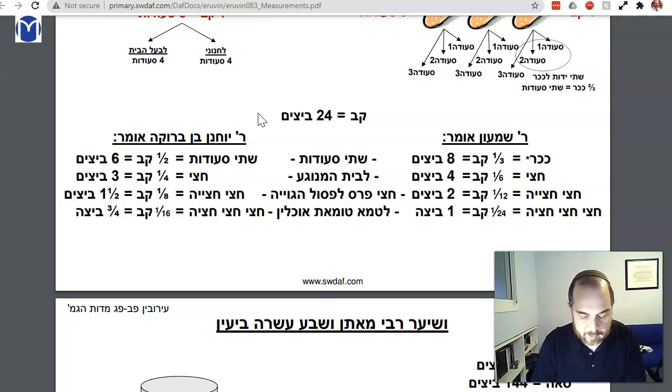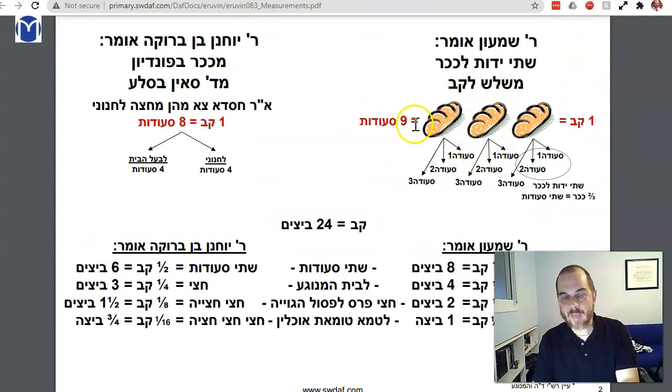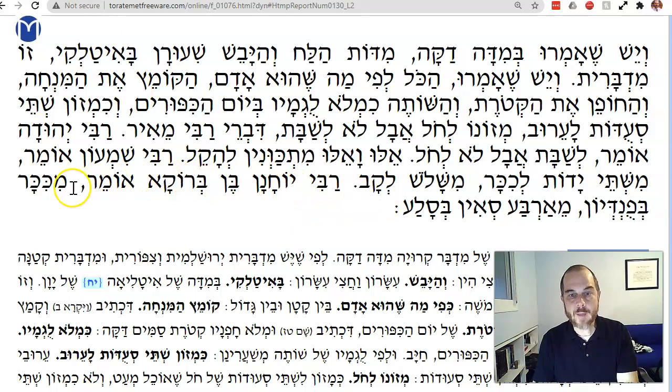Okay, 2/3, because a shlish of a kav is 24 beitzim. So if you take 24 beitzim, you have 3 loaves out of that. Each one is 8. 2/3 of that is 5 1/3 beitzim. You can do the math later. You can search here for this document if you want to see it yourself. Worthwhile to see. The Mishnah finishes, Rabbi Yochanan ben Baruch Omer, mikikar bepundion, me'arba se'im besela. This Mishnah also appears in Eruvin, which is why Rabbi Wolf's chart is from Eruvin.